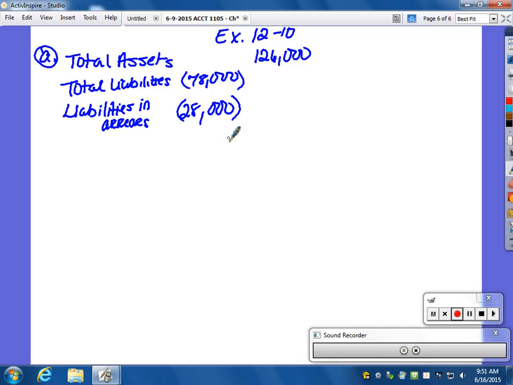98,000. From selling all the assets. How much did they sell it all for? They don't say. It just says that it was enough to be paid, all but the 28,000. That's where I got the 98,000 from. So I subtracted it from the 126,000. Oh, it should have been all the liabilities, 78,000. Well, really, you didn't even have to do that. They did that for you by telling you that it was 28,000 still in arrears.